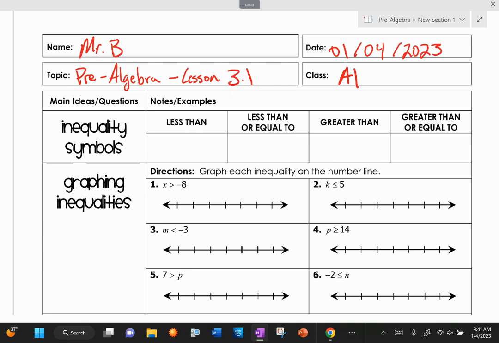All right, let's get started. These won't take very long. I think the homework's pretty easy.